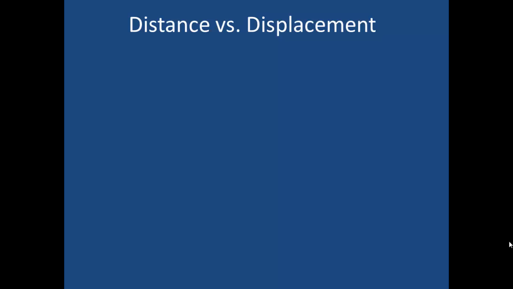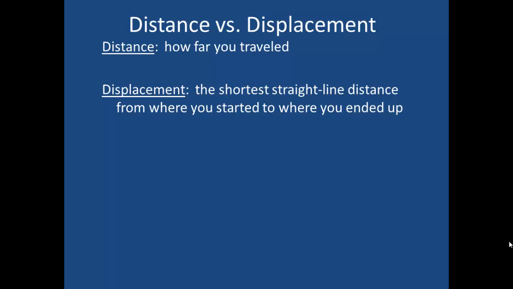In this video, we're going to review the difference between distance and displacement. So distance, and this is probably the word you've already heard before coming into this class, is just talking about how far you've traveled. Whereas displacement is the shortest straight line distance from where you started to where you ended up. So let's look at an example.